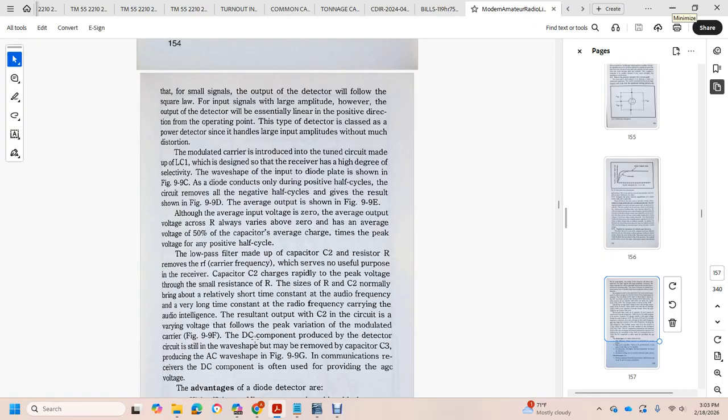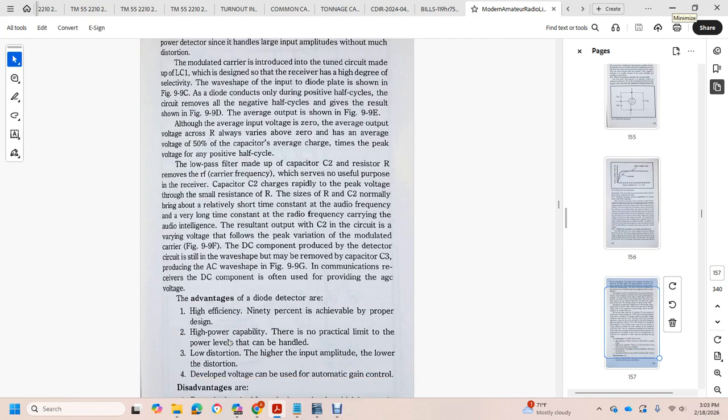The size of the resistor and capacitor is normally chosen with a very short time constant for the audio frequency and a very long time constant for the radio frequency carrying the audio intelligence. The result is that the output across the capacitor is a varying voltage followed by a peak variation of the modulated carrier. The DC component produced by the detector circuit is removed with the capacitor, providing the AC wave shape of figure 99G for the communication receiver. The DC component is often used for providing an average AGC voltage.